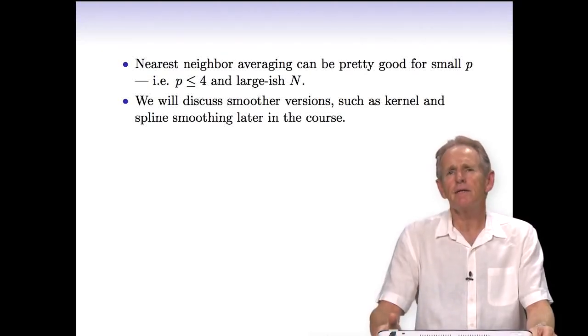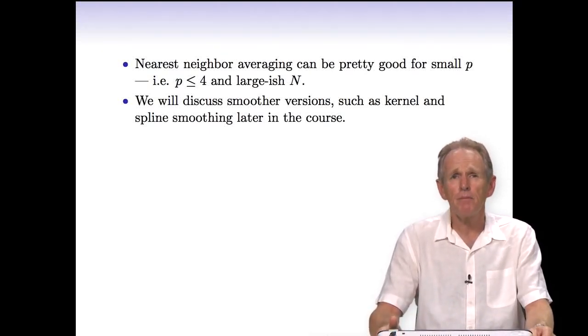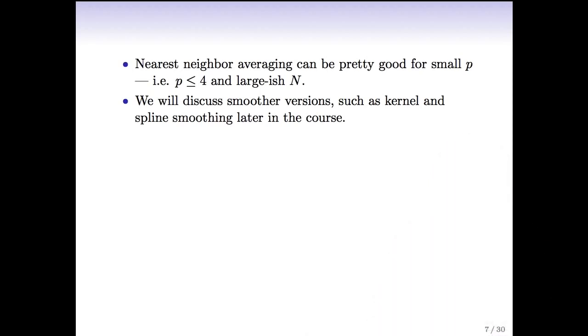Okay, here we're going to see situations where our nearest neighbor averaging doesn't work so well, and we're going to have to find ways to deal with that. Nearest neighbor averaging, which is the one we just saw, can be pretty good for small p, small numbers of variables. Here we had just one variable, but small, maybe p less than or equal to 4, and largish n, right? We want large n so that we have enough points in each neighborhood to average to give us our estimate.